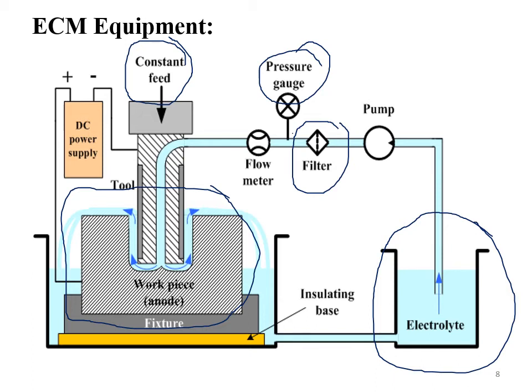Since these electrolytes are made to flow back to the electrolyte reservoir, obviously it may be containing some amount of metal ions. That's another reason why this filter is required. Generally this electrolyte is being recycled. That is the basic principle of electrochemical machining.